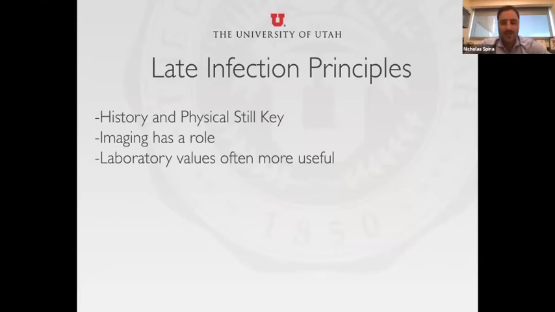Late infection principles are pretty similar to early infection. I think history and physical is still key. These patients come in with acute increased back pain. They come in not feeling great. Imaging does have a role, and we'll go through the imaging of this patient and talk about it. And then finally, laboratory values are much more useful because by the late time frame of 21 days, if you consider it late infection after 3 weeks, CRP really should normalize. ESR should be trending down. And if you can follow these labs, it's even better.